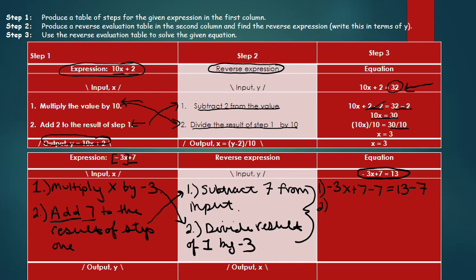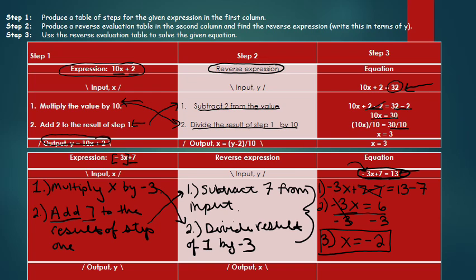My second step, I'm going to rewrite. I get minus 3x. 7 minus 7 is 0, so that goes away. And it equals 13 minus 7 is 6. And now I go to my second step, divide the result of step 1, which is this, by -3. So now I divide by -3, divide by -3. That goes away and I get x equals -2. So that is my final answer. And what that's saying is if I put -2 into this equation, my output is going to be 13.